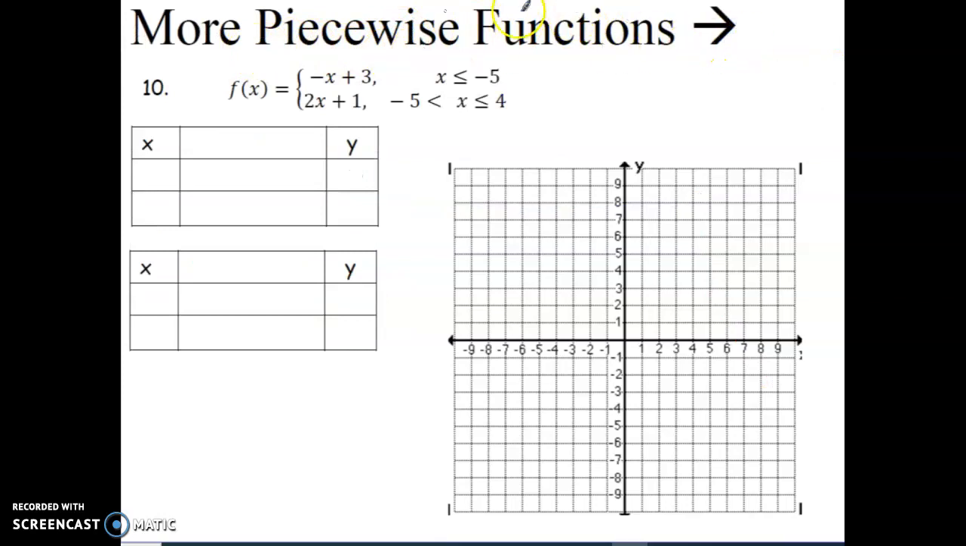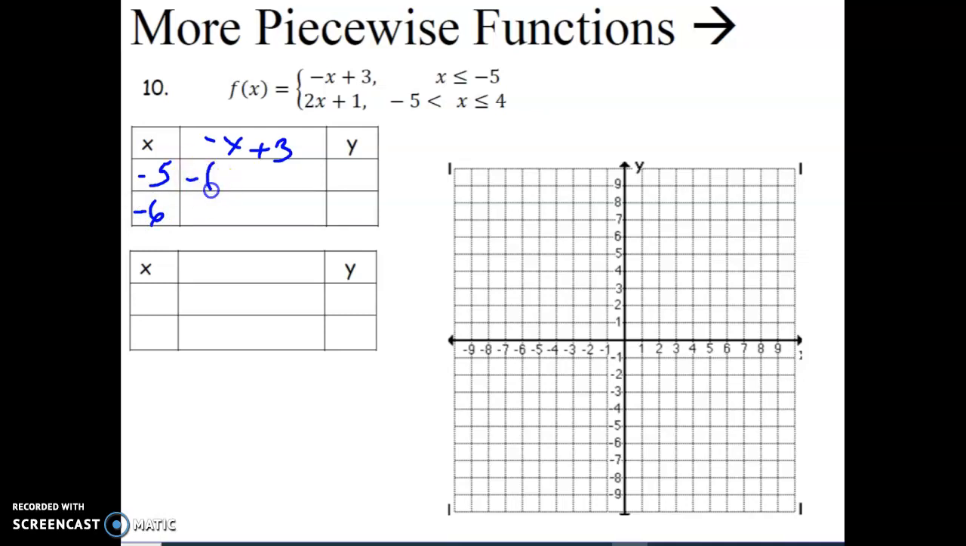Okay, find in your notes where it says more piecewise functions, flip over there, and then let's find number 10 in that section. So I want to start off with -x plus 3. What x values do you guys think I should put in here? Well, I have to put -5 because that's my boundary point. And then I can pick anything less than -5 I want to. I'm going to choose -6, but you might have chosen something different. That's okay. As long as it's less than -5, it's fine.